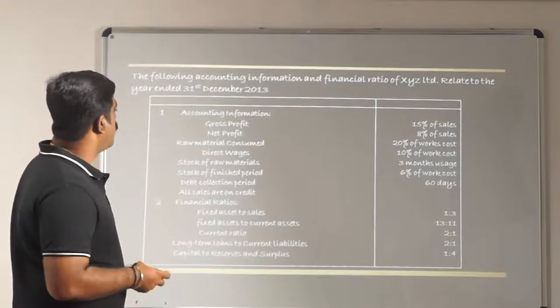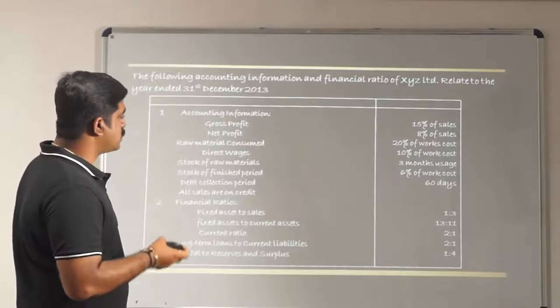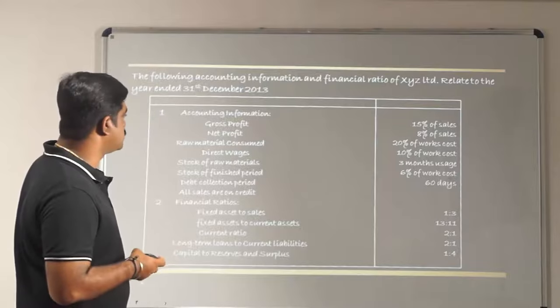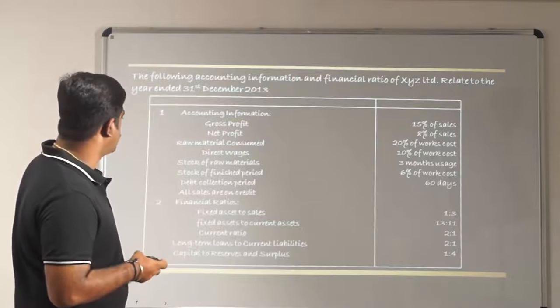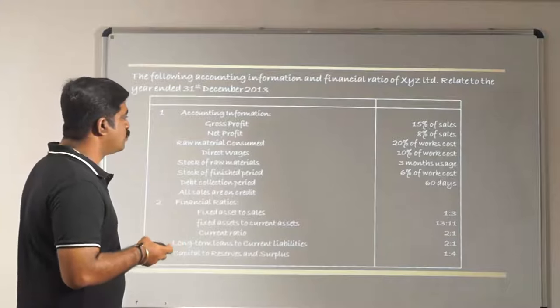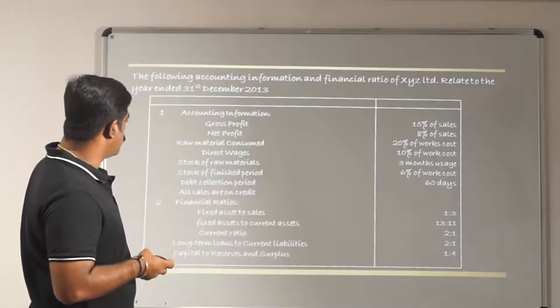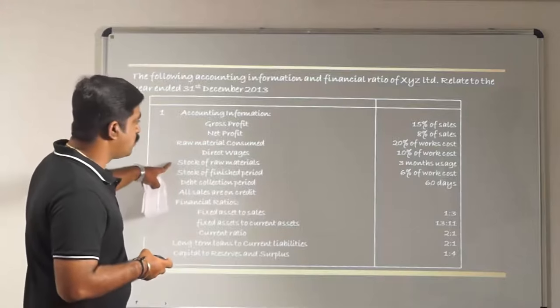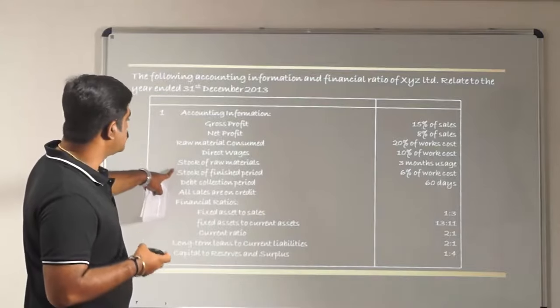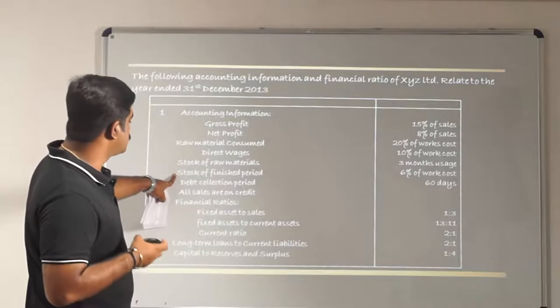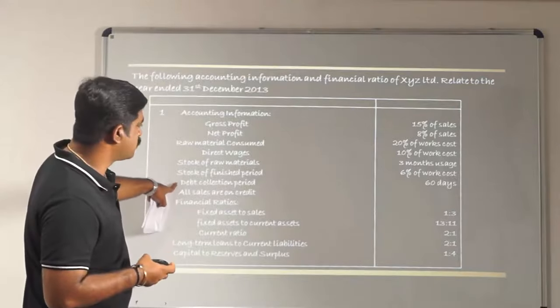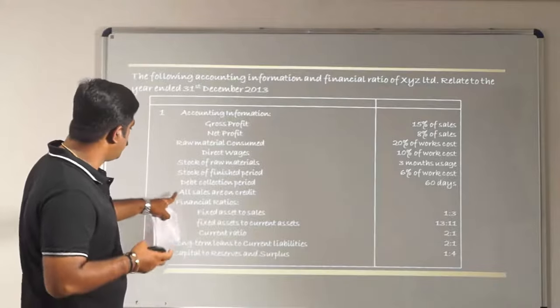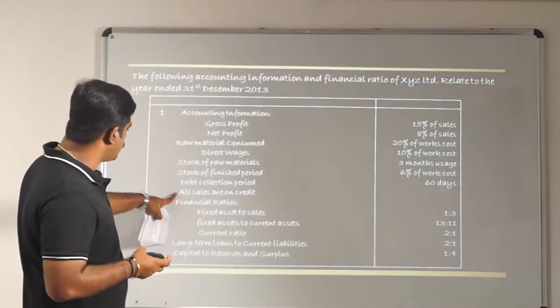2013. We have accounting information like gross profit, which is 15% of sales, net profit 8% of sales, then raw material consumed 20% of works cost, then direct wages 10% of works cost, stock of raw materials is 3 months usage, stock of finished goods is 6% of works cost, debt collection period is 60 days, and we have information that all sales are on credit.